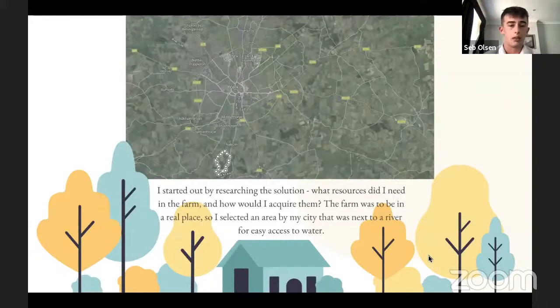So I started out by researching the solution. What resources did I need in the farm and how would I acquire them? The farm was to be in a real place, so I selected an area by my city that was next to a river for easy access to water.